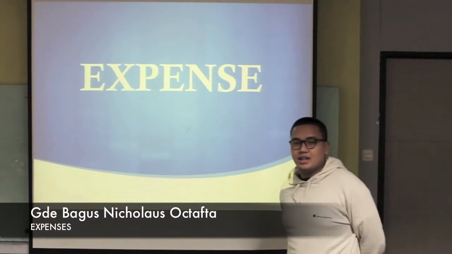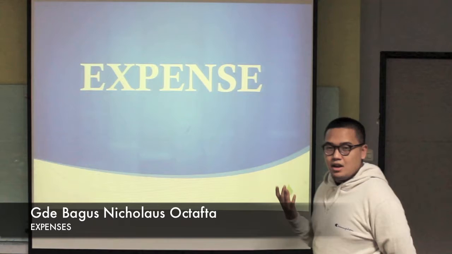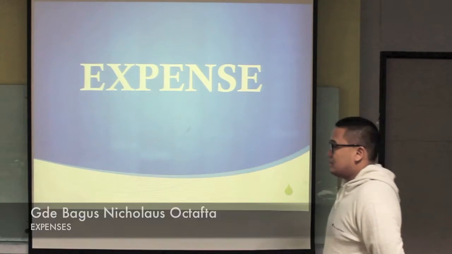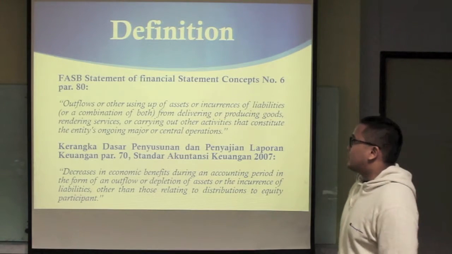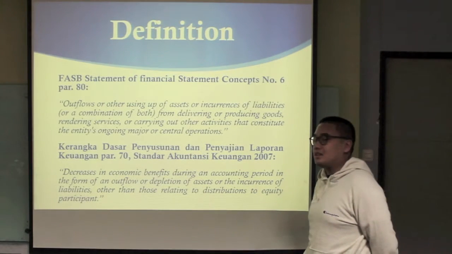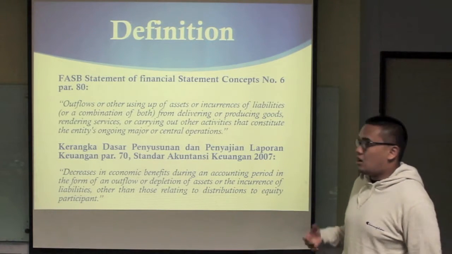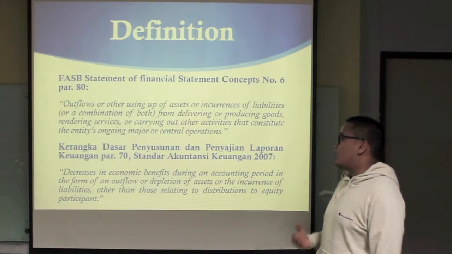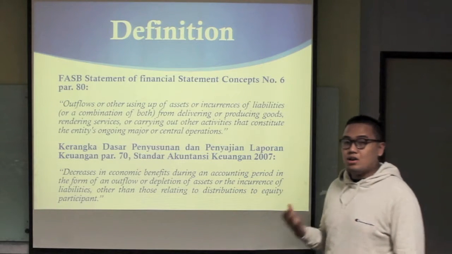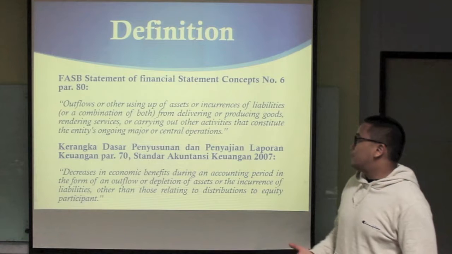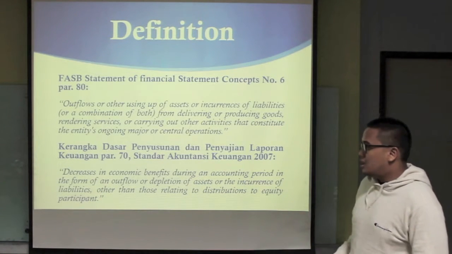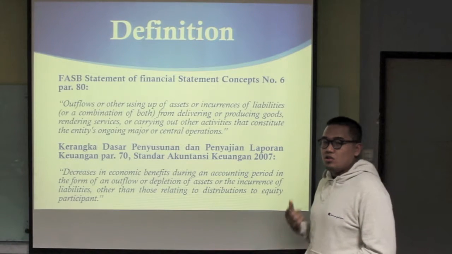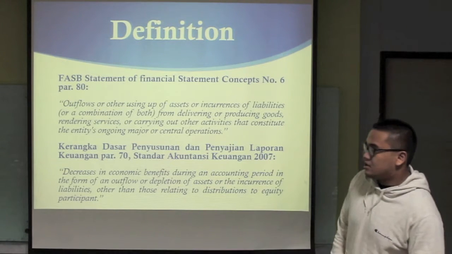So to continue Inka's presentation, I will be presenting about expense. Expense, defined by the FASB Statement of Financial Accounting Concepts number 6, paragraph 80, is outflows or other using up of assets or incurrences of liabilities or a combination of both from delivering or producing goods, rendering services, or carrying out other activities that constitute the entity's ongoing major or central operations.